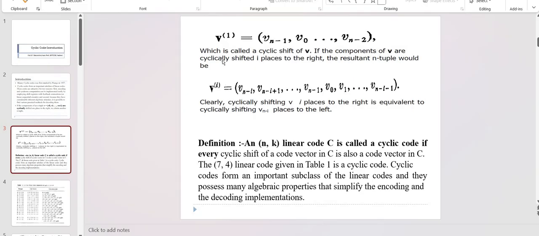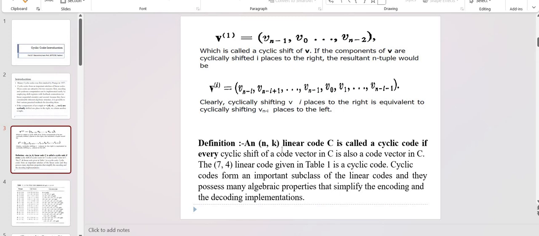If the components of v are cyclically shifted by i places to the right, the resultant n-tuple code word will be v of n minus i, v of n minus i plus 1 up to v of n minus 1, v of 0, v of 1 up to v of n minus i minus 1. This depends upon the length of the code. So cyclically shifting v by i places to the right is equivalent to cyclically shifting it by n minus i places to the left.